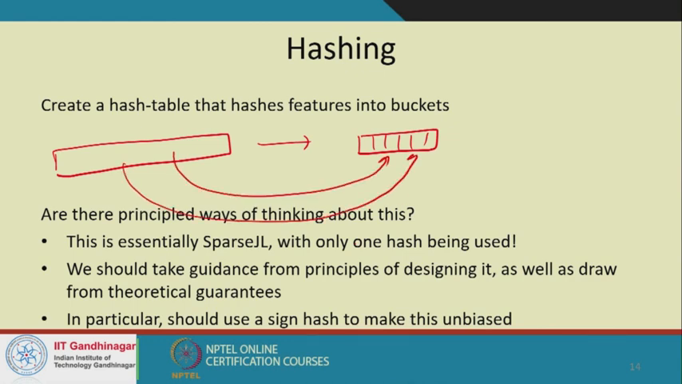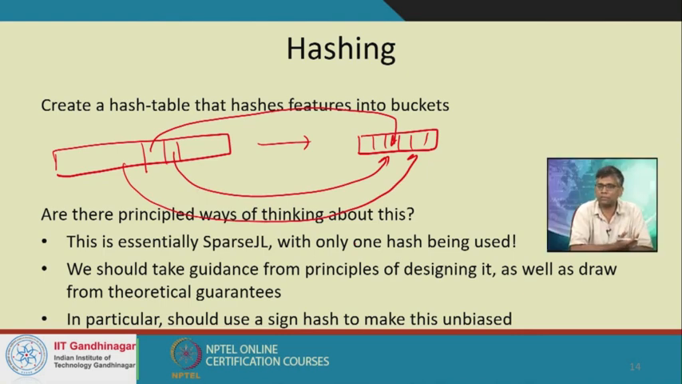Except that here we are using only a single hash function, instead of using multiple hash functions. So I could think of it as a hash transformation, or I could think of it as a random projection that preserves sparsity. In that case we should really take guidance from the principles of designing a random projection, and if we do this, we'll be able to draw upon the theoretical guarantees the random projection comes with, which we have seen is fairly strong.